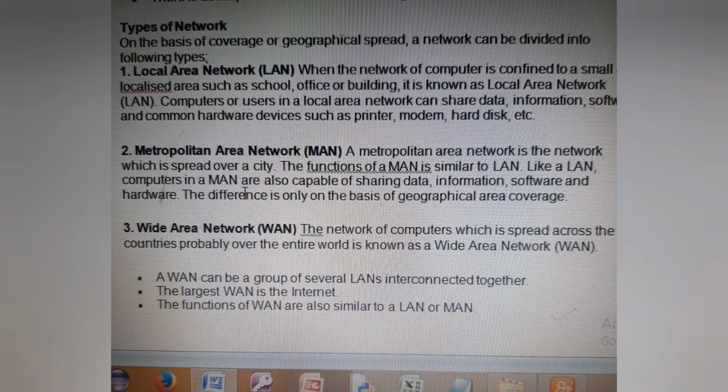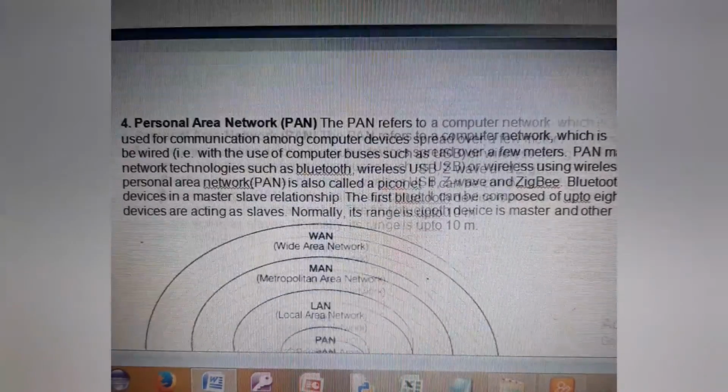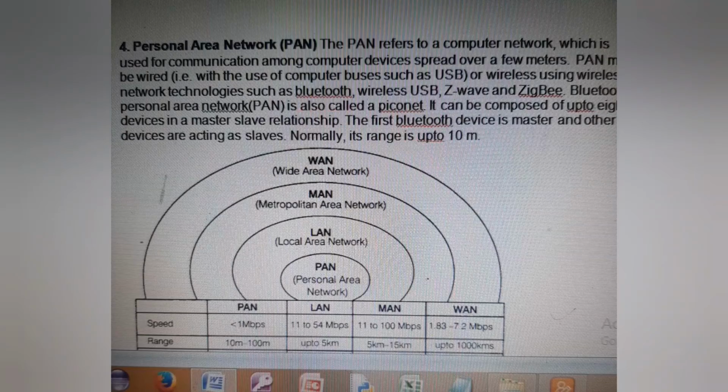Wide area network or WAN can cover many cities together and many countries also. So a WAN can be a group of several LANs which are connected to each other, and the largest WAN is internet. As we see, we are using internet nowadays, and the functions of WAN are similar to that of LAN and MAN. Then comes personal area network, like our mobiles.